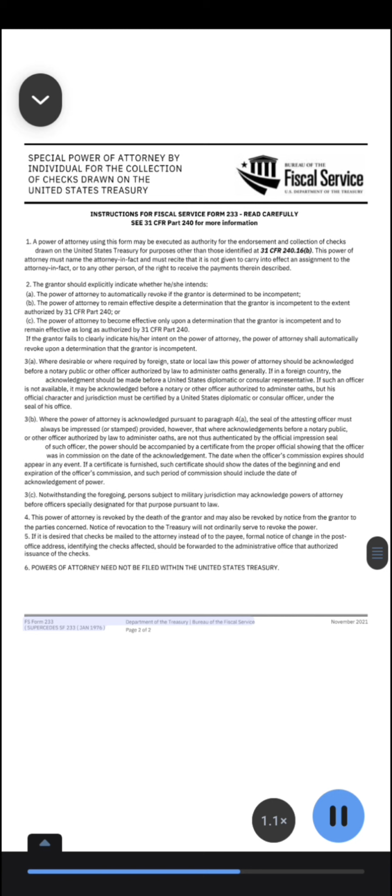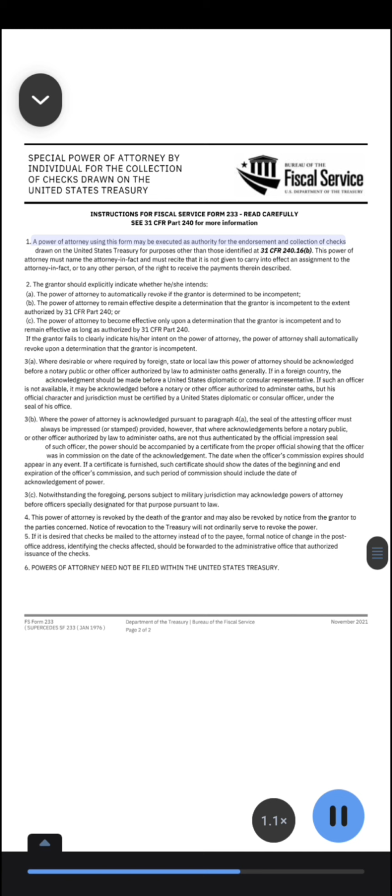https://fiscal.treasury.gov/files/check-claims/form_233.pdf. FS Form 233 supersedes SF 233, January 1976, Department of the Treasury, Bureau of the Fiscal Service. Page 2 of 2, November 2021. Special power of attorney by individual for the collection of checks drawn on the United States Treasury. Instructions for Fiscal Service Form 233, read carefully. See 31 CFR Part 240 for more information.